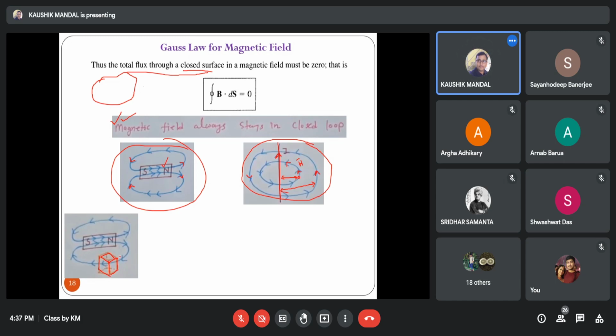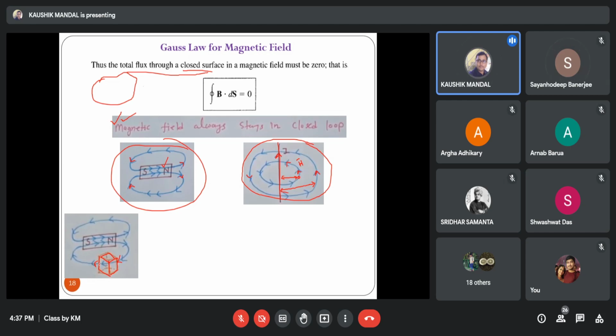You see, these are the magnetic field lines entering into the closed surface, and this is the point where the corresponding field line is moving outwards from the surface. So at this point it is entering, at this point it is leaving the surface. So what will be the total flux? Total flux will be 0. Is it clear?